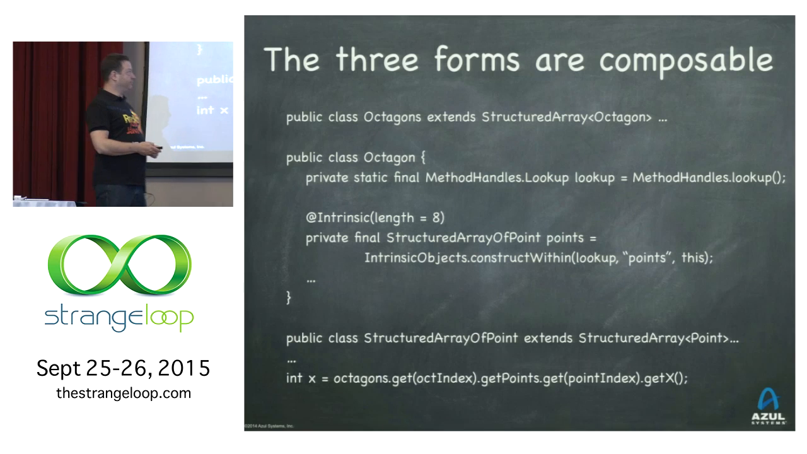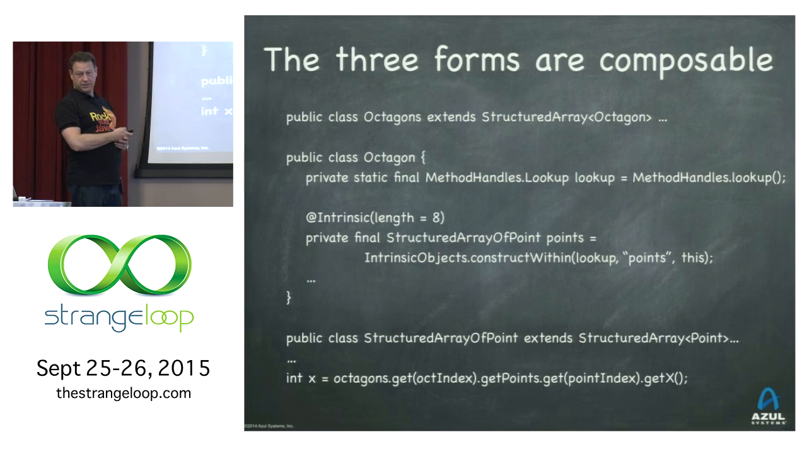And this is a completely flat data structure, right? This is an example of putting it together. An octagon could have a constant length structured array of points in it, flat, not dereferenced. The structured array of points itself is naturally going to be flat of points. This is how you go and get a point, natural syntax.